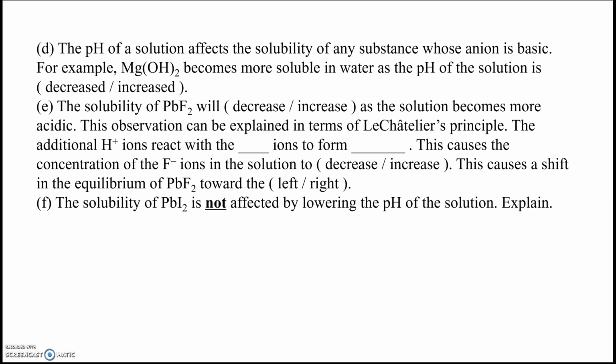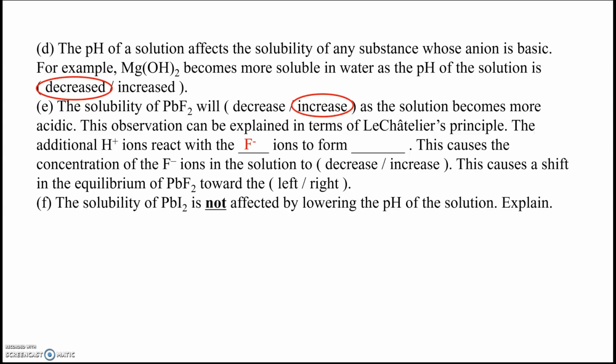All right, the pH of a solution is going to affect this. So, for example, magnesium hydroxide becomes more soluble in water as the pH of the solution is decreased. You can think through why that is in terms of OH minus concentration and H plus concentration. And the solubility of lead fluoride is going to increase as the solution becomes more acidic. And we can explain this in terms of Le Chatelier.